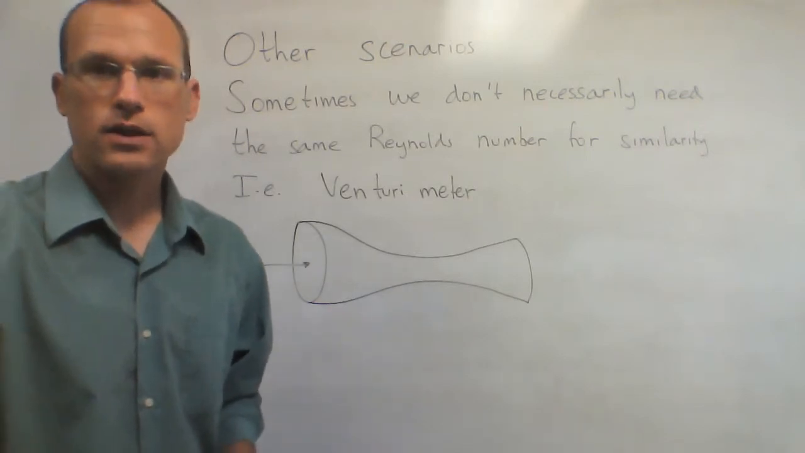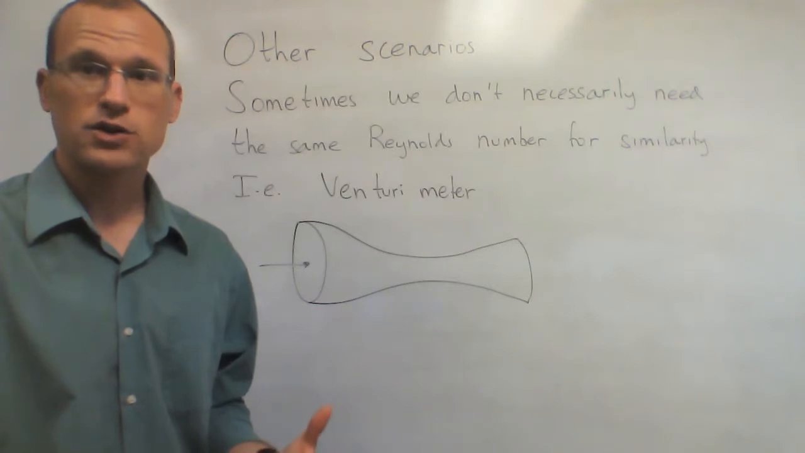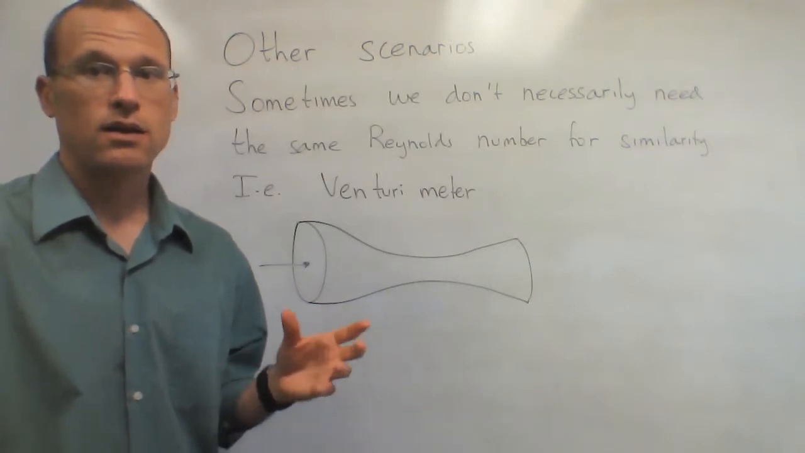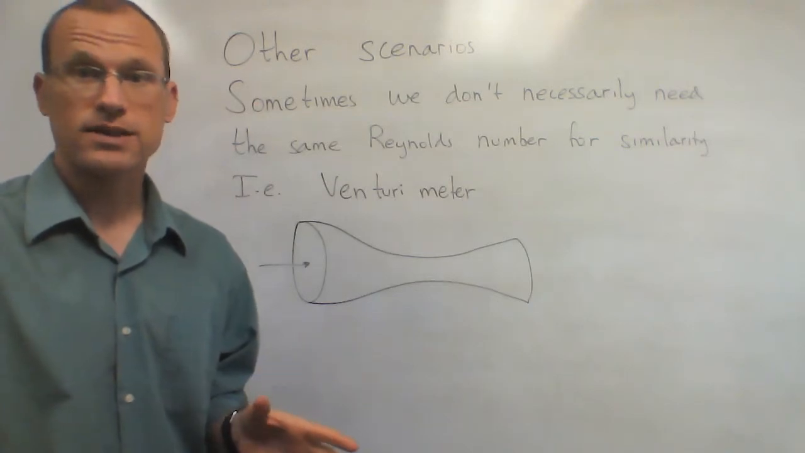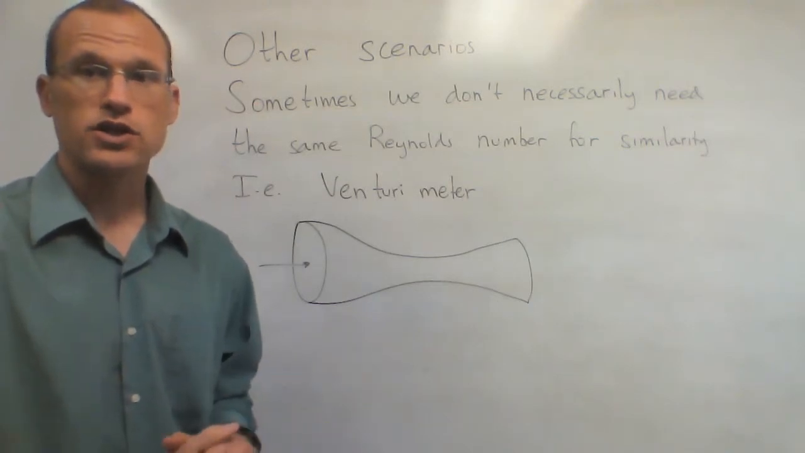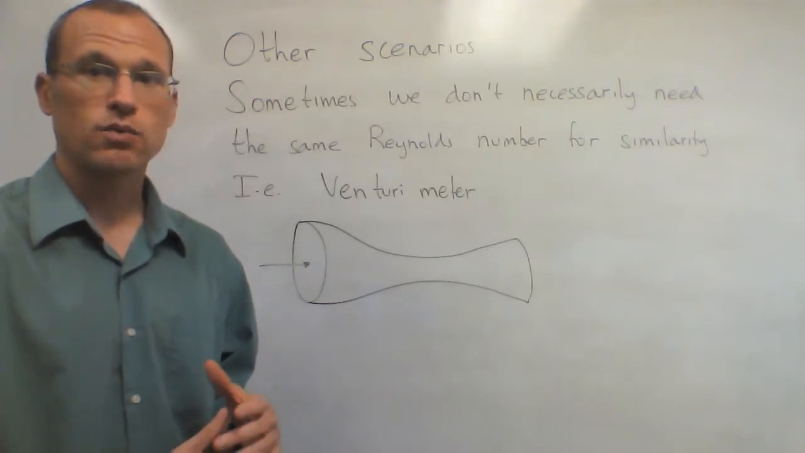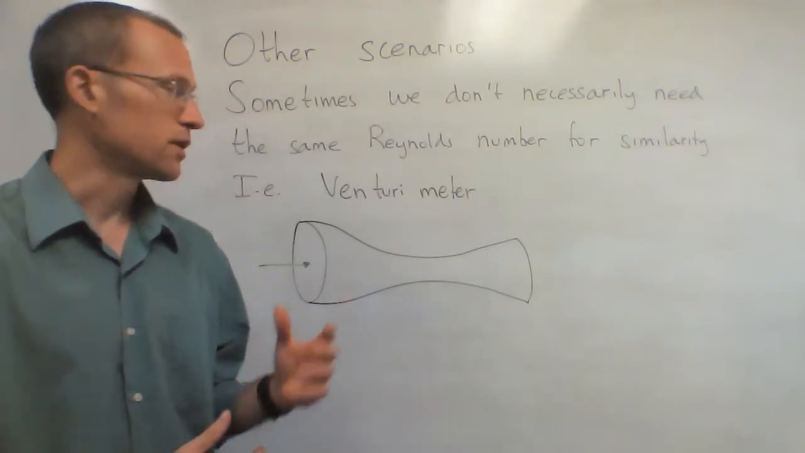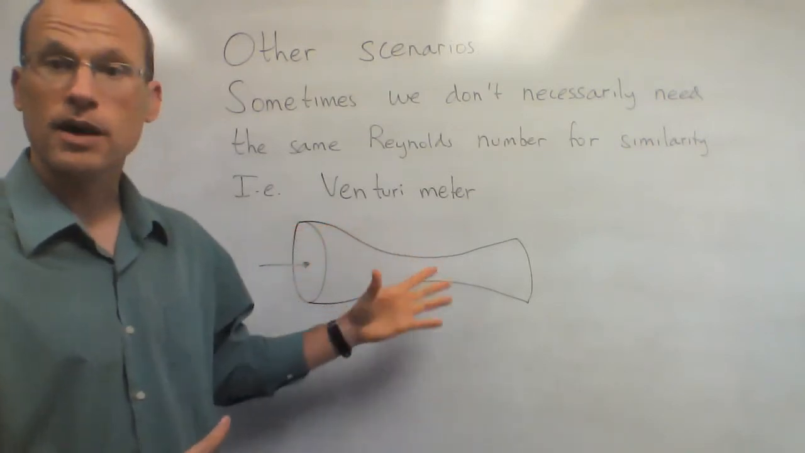Another way around this is that sometimes you don't actually need the same Reynolds number to still have similarity, so I can get the actual same pressure coefficient even though I have a different Reynolds number. Now that doesn't happen all the time, but in certain situations it does. One of those is if you look at something called a Venturi meter, which is essentially a constricted pipe, so I have flow coming in, then the area of my pipe changes.